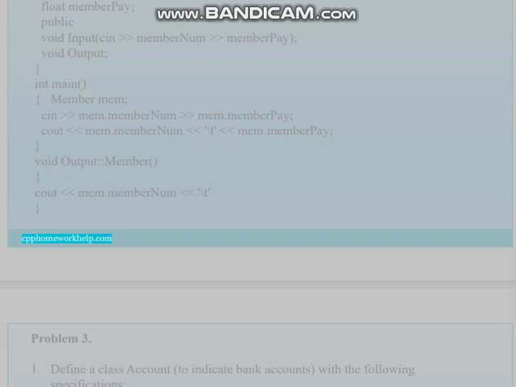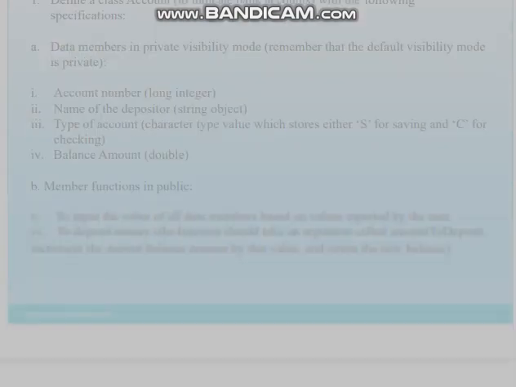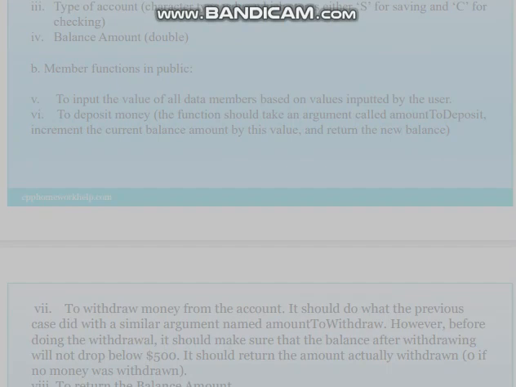Problem 3. 1. Define a class account to indicate bank accounts with the following specifications. Data members in private visibility mode. Remember that the default visibility mode is private. 1. The account number, long integer. 2. Name of the depositor, string object. 3. Type of account, character type value which stores either S for saving and C for checking. 4. Balance amount, double.